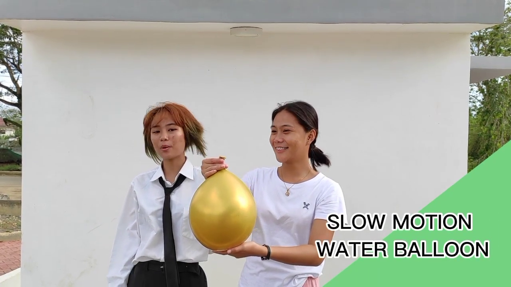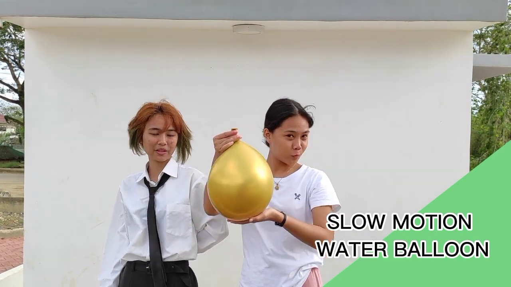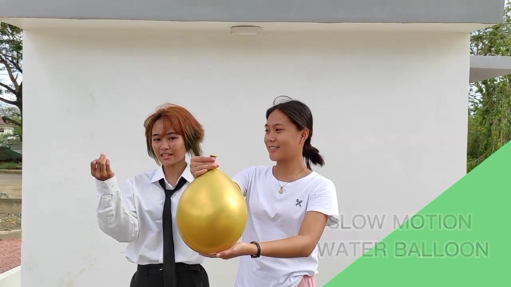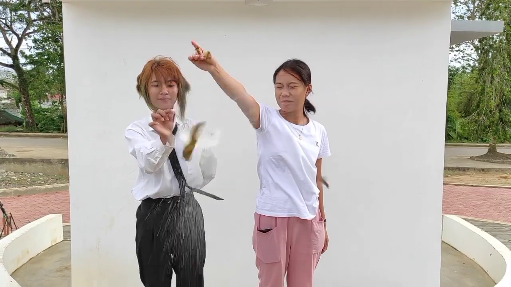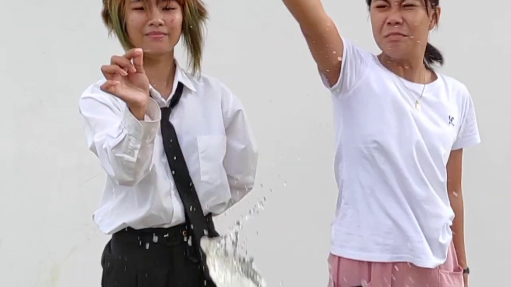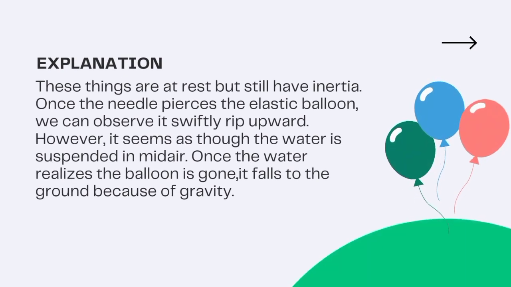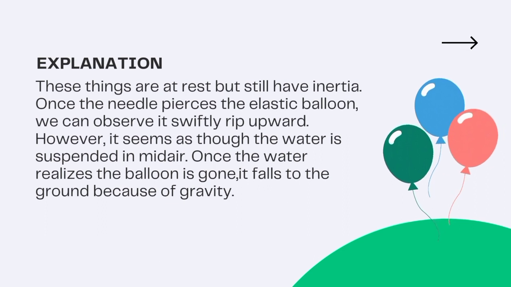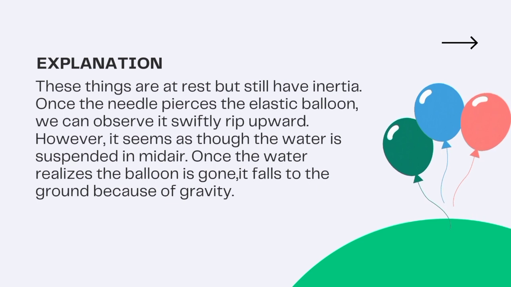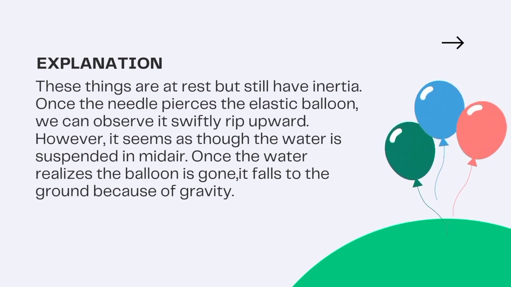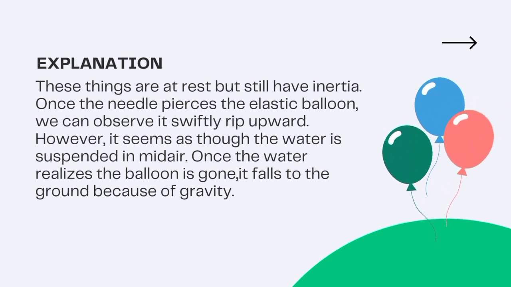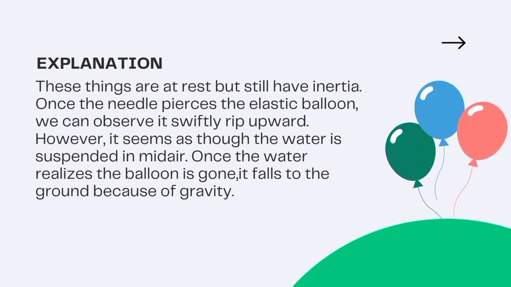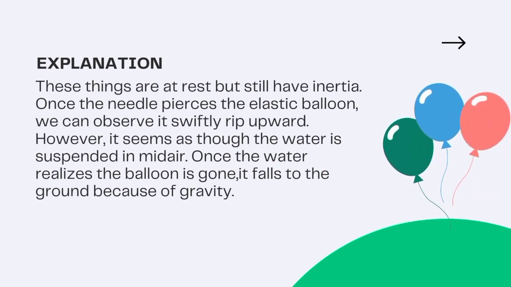There's nothing more fun than popping a water balloon this hot summer day. Let's pop this balloon using this needle. These things are at rest but still have inertia. Once the needle presses the elastic balloon, we can observe it swiftly leap upward. However, it seems as though the water is suspended in mid-air. Once the water realizes the balloon is gone, it falls to the ground because of gravity. Now let's proceed to the next activity.